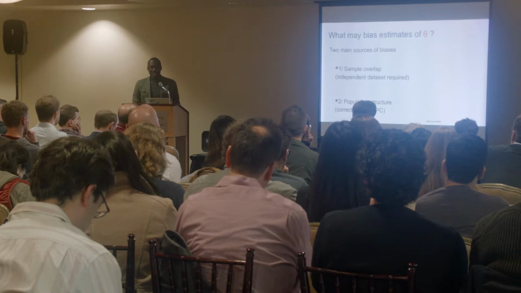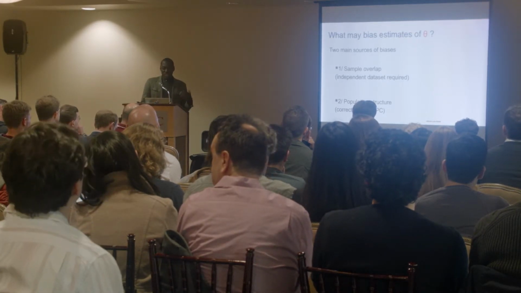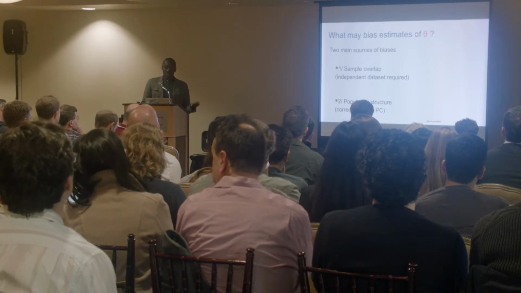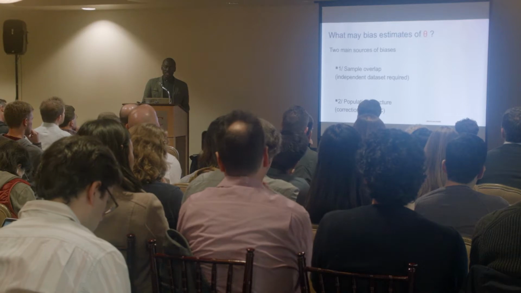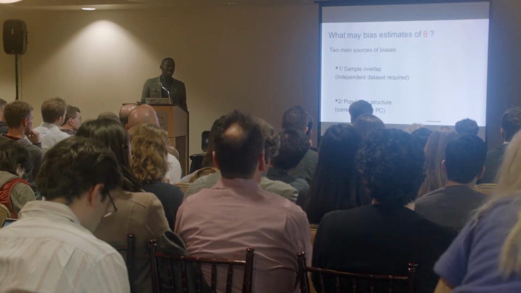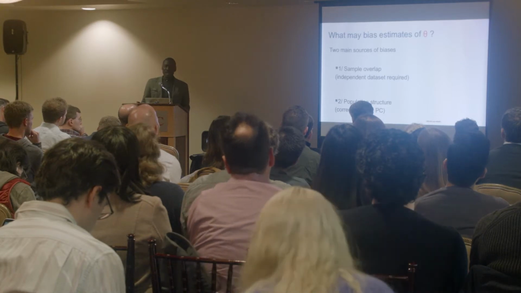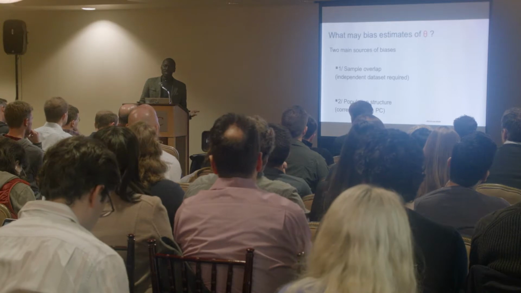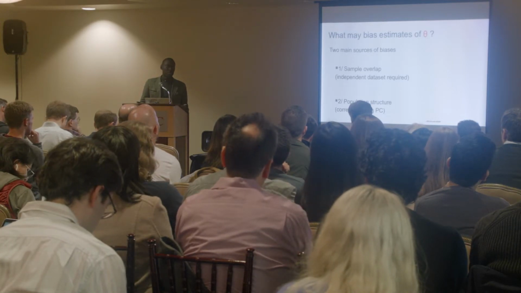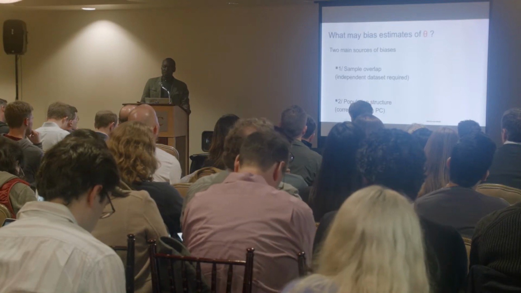So we also identified two main sources of bias. One, which I briefly alluded to, is that sample overlap can definitely create that correlation. So the simple fix is to look for an independent data set. That's a very simple fix. We could have done something a bit more elaborate to correct for that sample overlap bias, but we just wanted to start with something very straightforward.